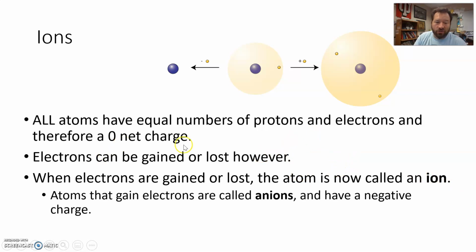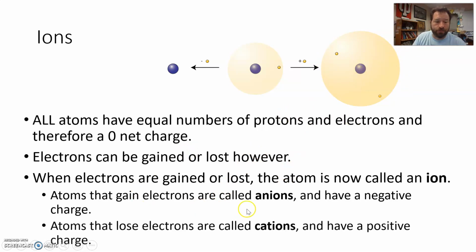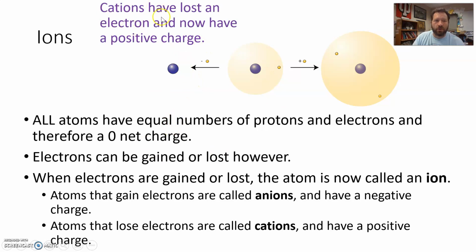Atoms that gain electrons are called anions and have a negative charge. Think about it, they now have more electrons, so they should have a negative charge. Electrons are negatively charged. Atoms that lose electrons are called cations, and these have a positive charge. So again, hopefully that makes sense. If you're losing a negative charge, you're going to have more total positive charges because you now have more total protons.